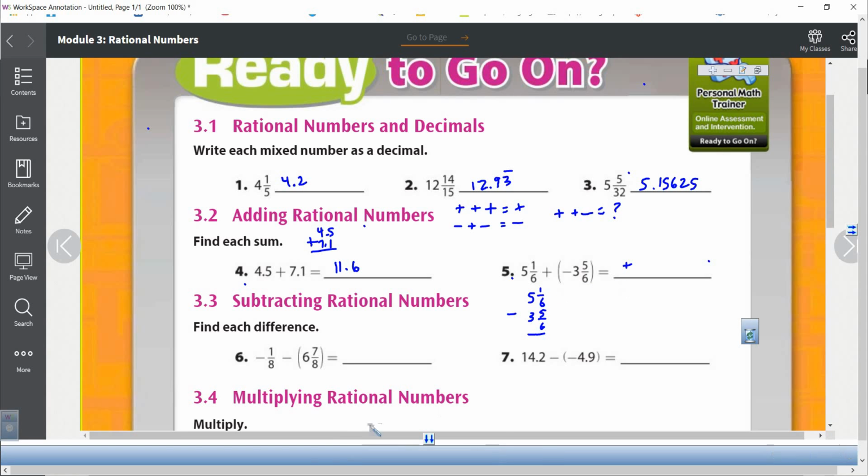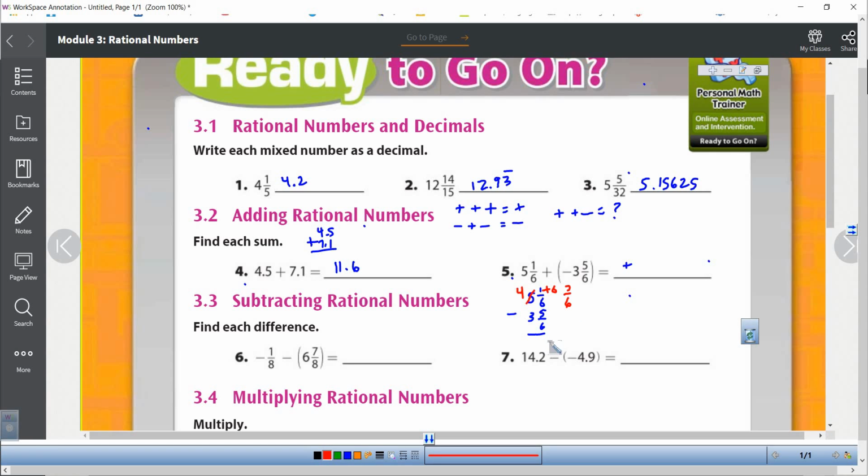We could do it the traditional way where we borrow, right? We say, okay, I have 1/6, but I need to borrow, so I go here and I make this a 4. Does this look familiar? And then I add 6/6 to this and I get 7/6, right? So here we go. There's that 4 and 7/6 we were talking about. So 4 and 7/6 minus 3 and 5/6.